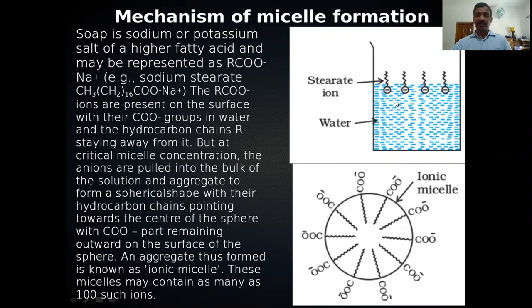These figures will help you to understand the formation of micelles. Here you look, stearate ions. Stearate ions are obtained from soap. What is soap? Sodium salt of stearic acid or potassium salt of stearic acid. So here, stearate ions have a large hydrocarbon nonpolar chain and a polar head. This negative sign represents the polar head, the CO minus group.